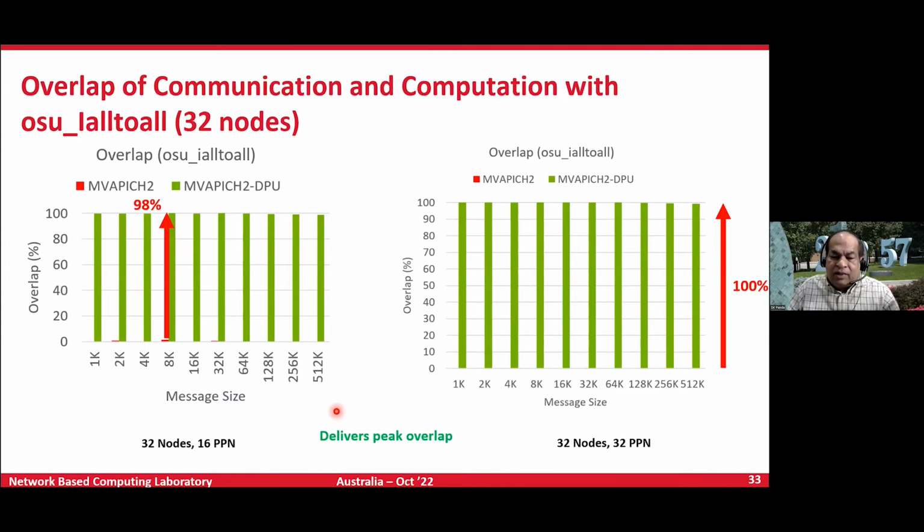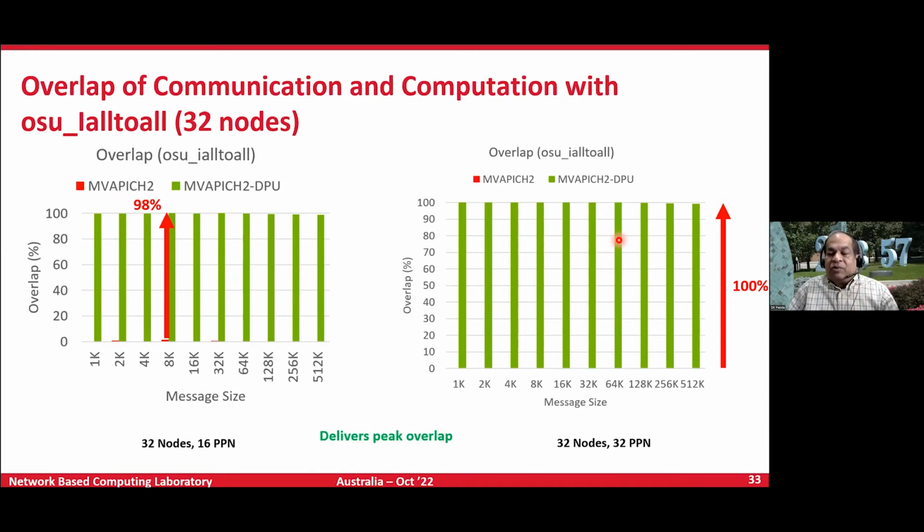Now let's take a look at some of the numbers. This is the OSU non-blocking all-to-all, the standard benchmark from the OSU micro-benchmarks. Many of you are familiar. Typically, what happens with MPI protocols, if some of you are familiar, is that short messages go through copying and large messages go through rendezvous. So for short messages in a basic MPI stack, you will see some overlap, but it's very little. Whereas for large messages, you don't get any overlap because you do RTS, CTS, those kinds of activities. But with MVAPICH2-DPU, as you can see, we are able to push almost 100% overlap. So that is very ideal.